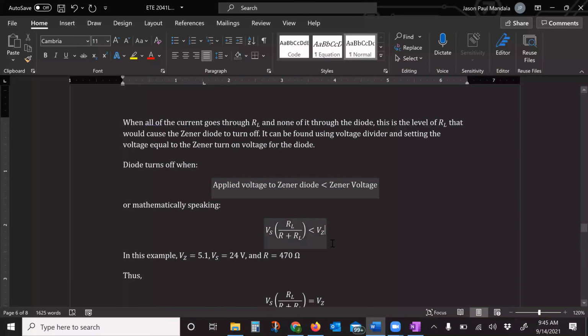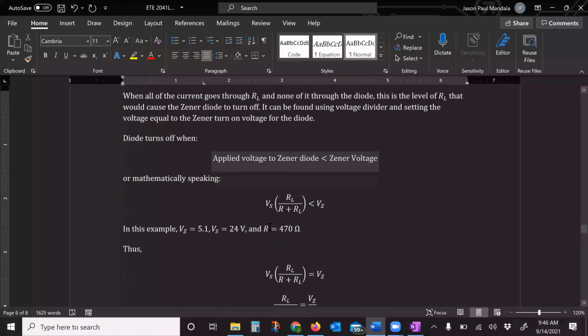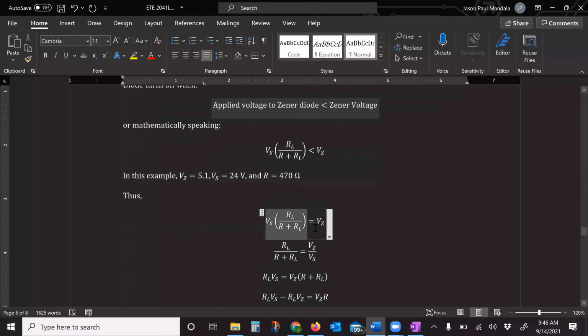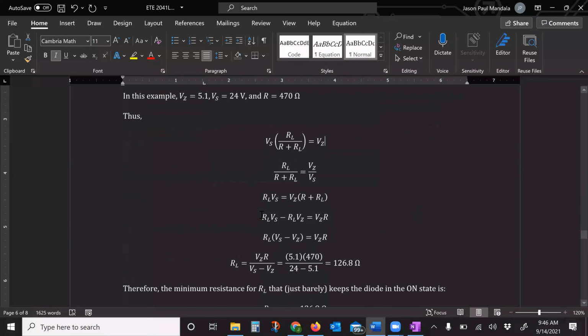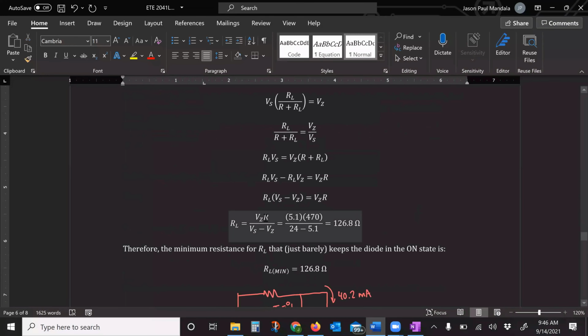So if we take this equation and solve it for RL, you can find different values of where, assuming that RS is constant, or R I guess I called it here, and that the supply is constant, and everything else is constant. If you change different levels of RL, it should turn off or turn on depending on the level of RL. So all you have to do is take this equation and solve it for RL. And that's what I've done here in the handout. So it's VZ times R divided by VS minus VZ.